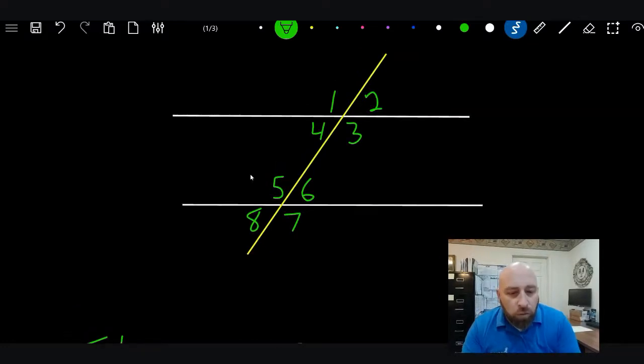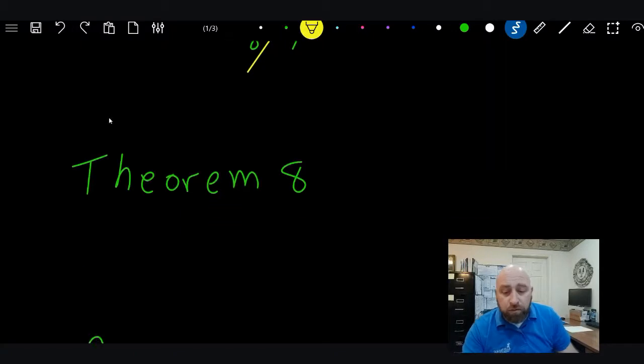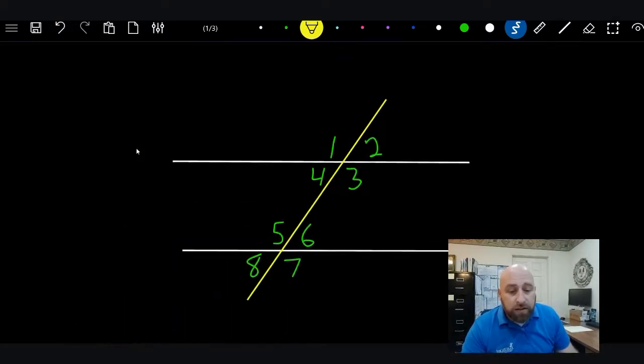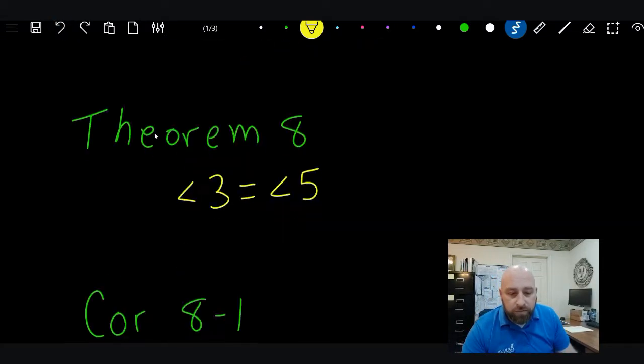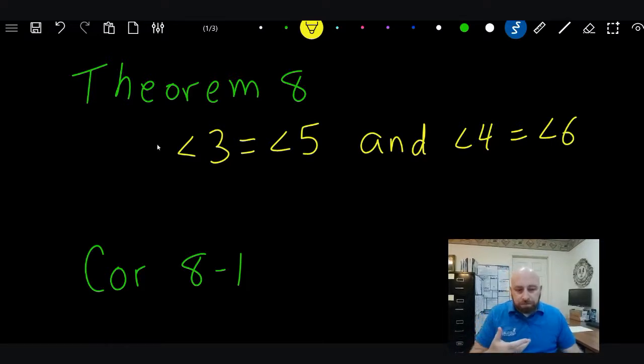If we look here, we would say that 3 is an interior angle. What is its opposite interior? 5. So if they're parallel, and they are, then 3 equals 5. Angle 3 equals angle 5. That's what theorem 8 says. The other one is angle 4 equals angle 6. So those are the two that are proven by theorem number 8.